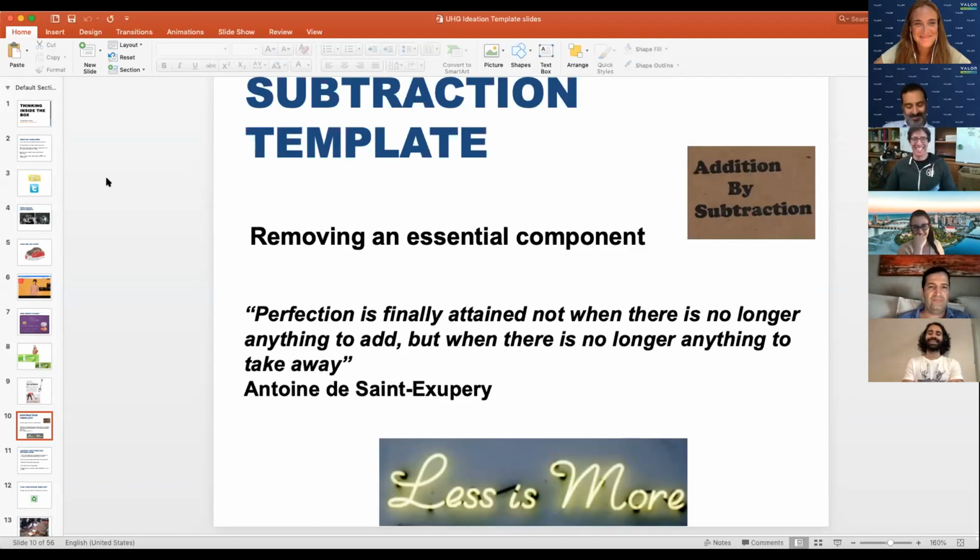Yes. You're not literary. So basically, Antoine de Saint-Exupéry said perfection is finally attained not when there's no longer anything to add, but when there's no longer anything to take away. And that's the idea. And if you look at actual product adoption, what you find is that the more complex a product, the less likely it is to be adopted.